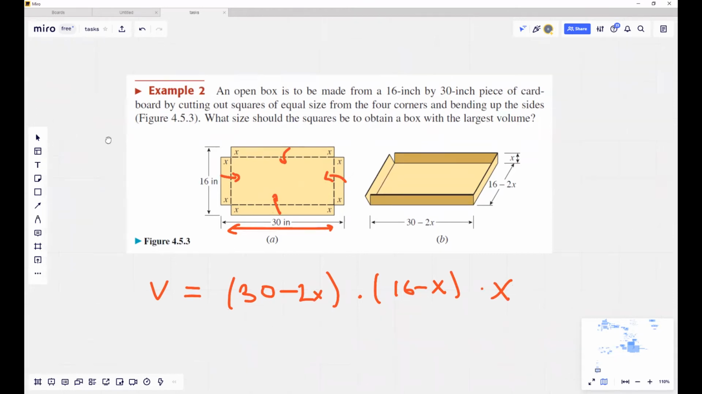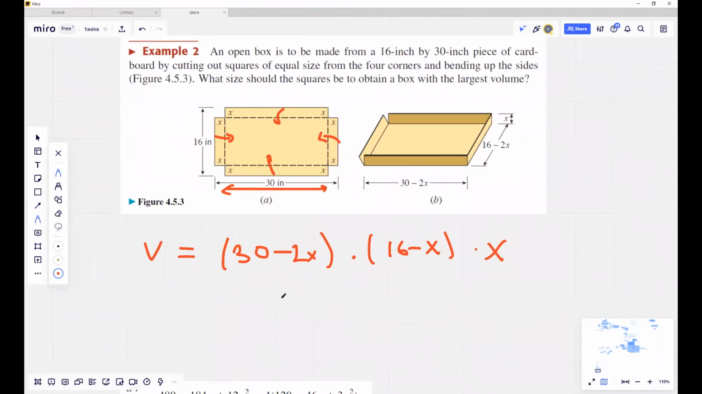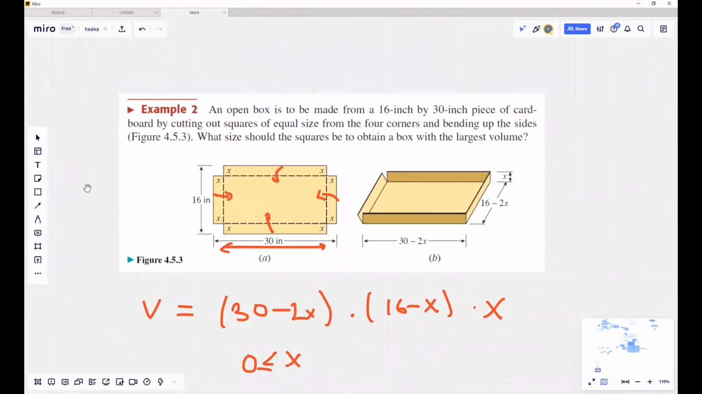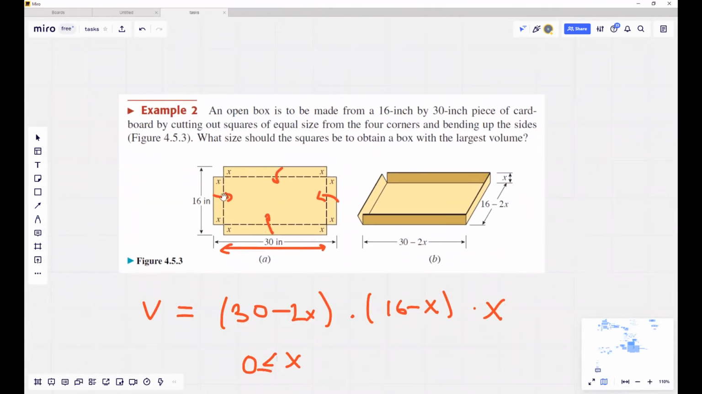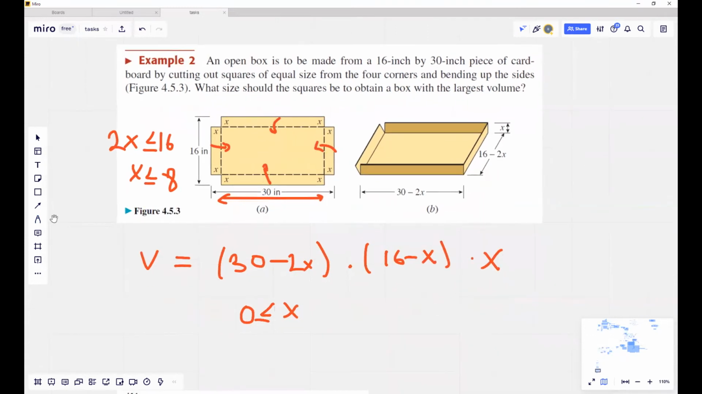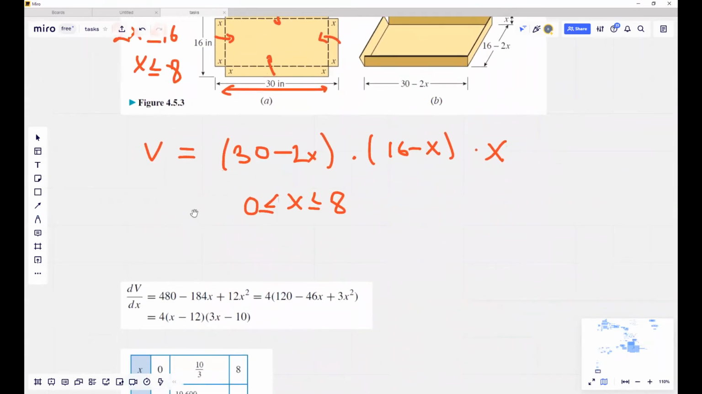Now let's find a range of possible values for x. First, x should be positive. And second, we cannot cut out squares such that x will exceed the smallest side length. The smallest side length is equal to 16, and we have a constraint that 2x should be less than or equal to 16. So our next constraint is that x is less than or equal to 8. So the range of possible values for x is the interval from 0 to 8. We need to find the absolute maximum of this function on that closed interval.